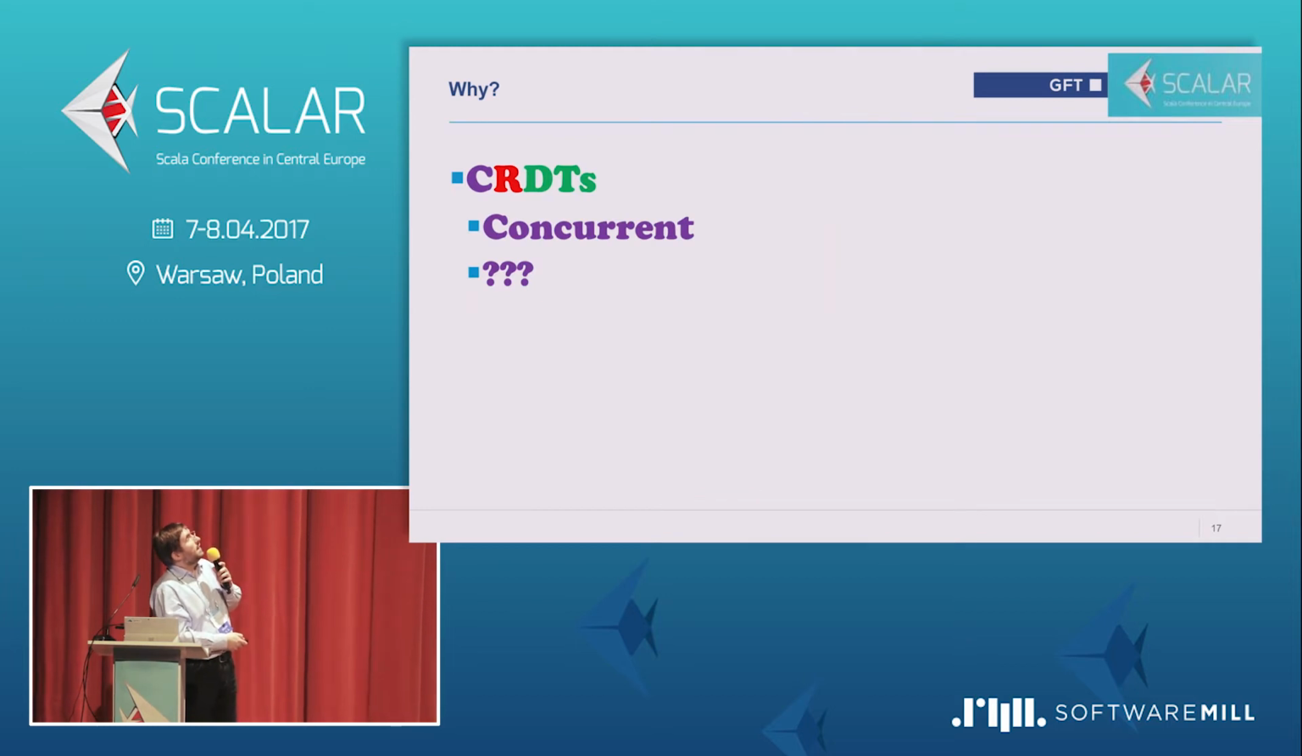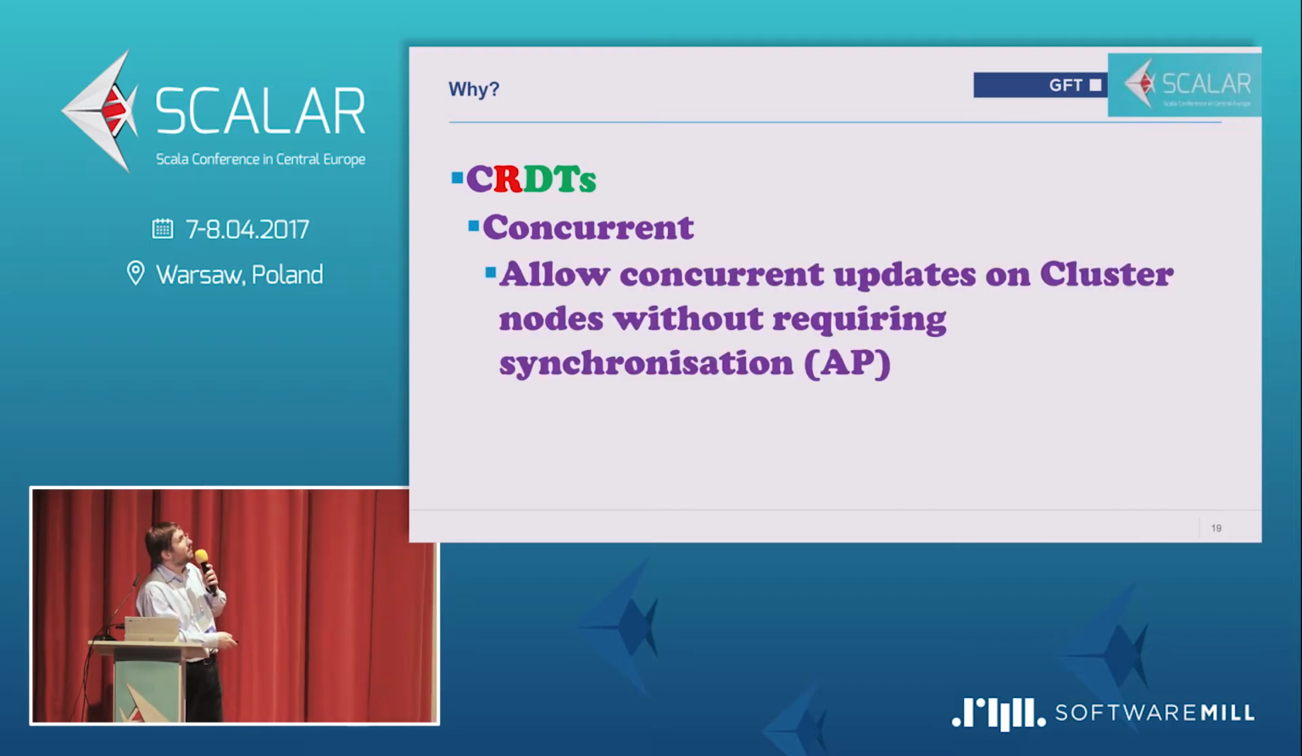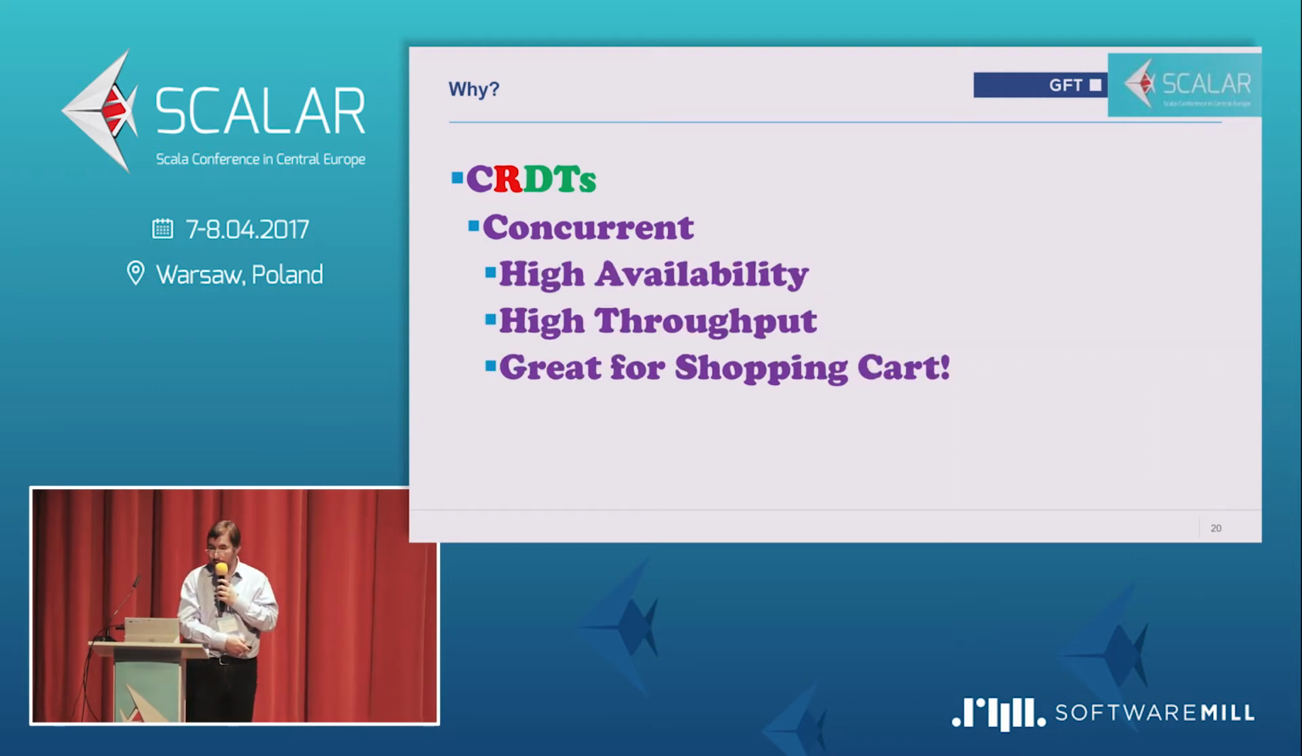So in CRDTs, C stands for concurrent, okay, because we would like to get in the green area of highly available things. So our updates should be concurrent. We would like to allow concurrent updates on the cluster nodes without requiring synchronization. So we get an AP system, basically. To get high availability, high throughput, perfect for a shopping cart for a worldwide bookstore, like Amazon is, or maybe for mobile devices.